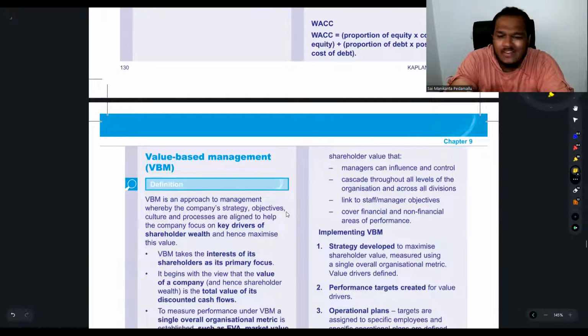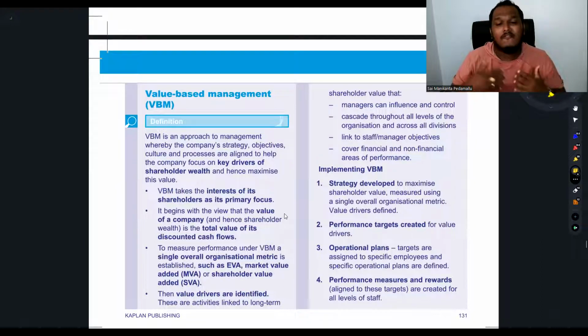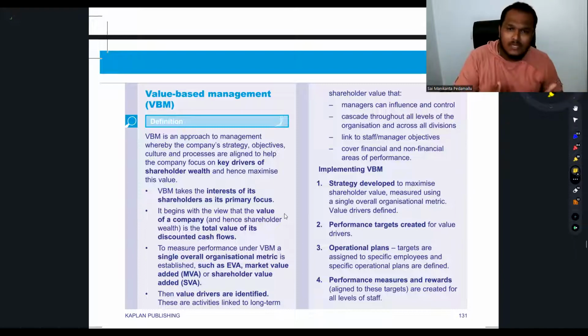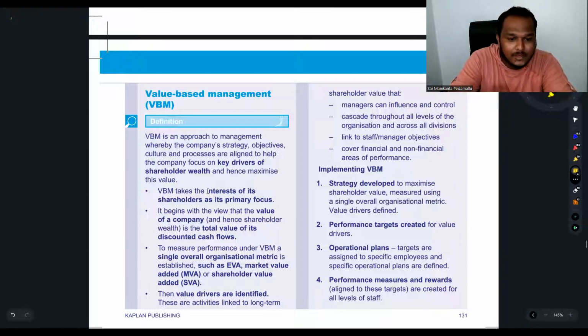Then value-based management. So managing your company on the basis of the value that you are adding to the shareholders, value that you are adding to your customers. Anything that you do, always remember shareholders are the primary focus of the company. Whatever you are doing should add value to the shareholders and to your customers. So you will build goodwill, you will build brand image, then that will increase the sales, that will increase profit, that will increase shareholders' wealth. End of the day, shareholders' value maximization is the primary goal of every company.